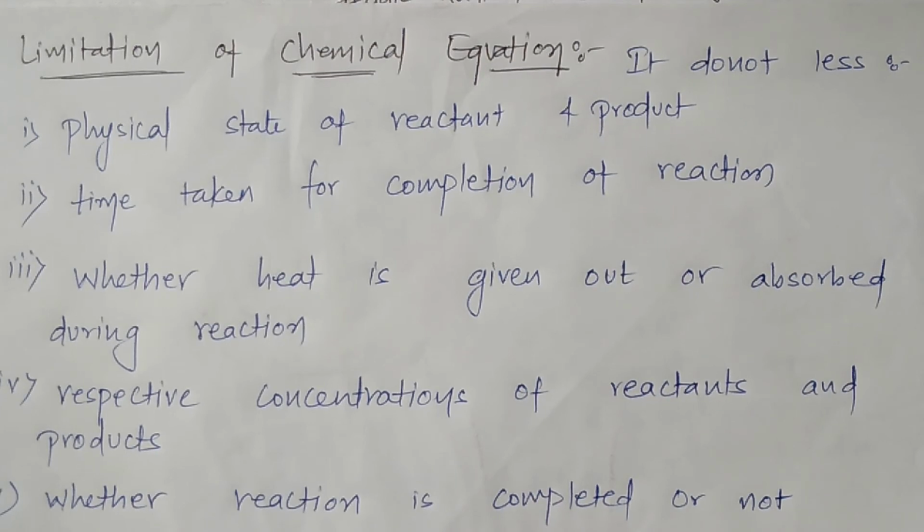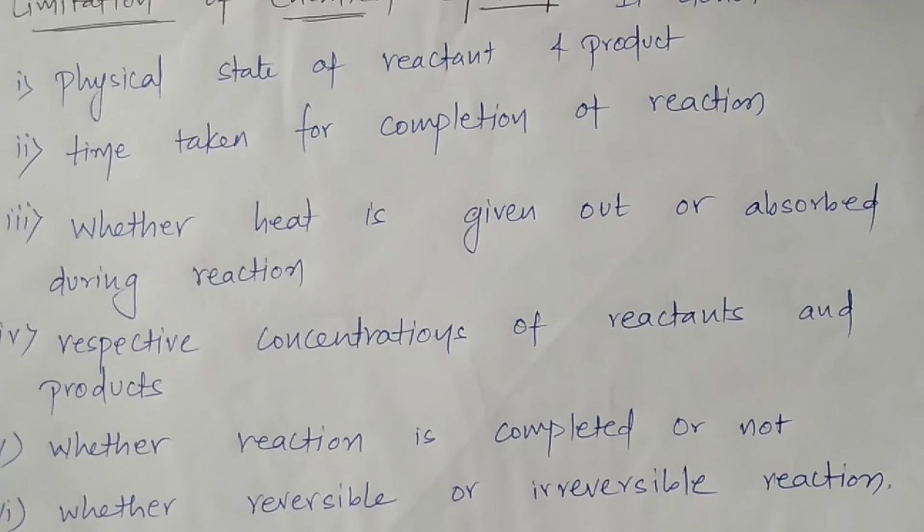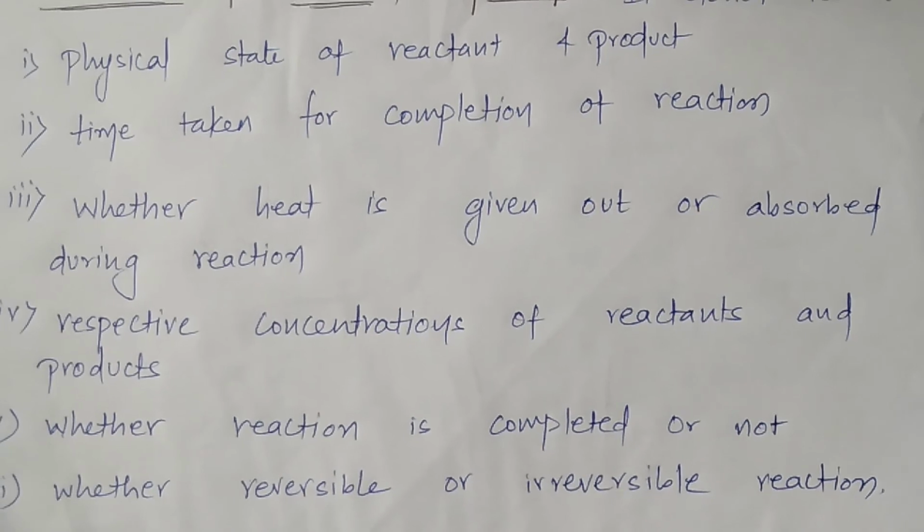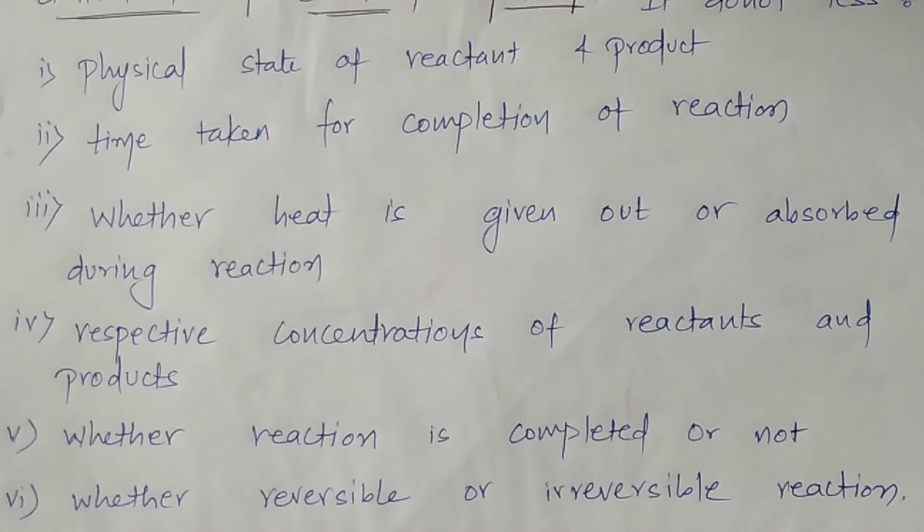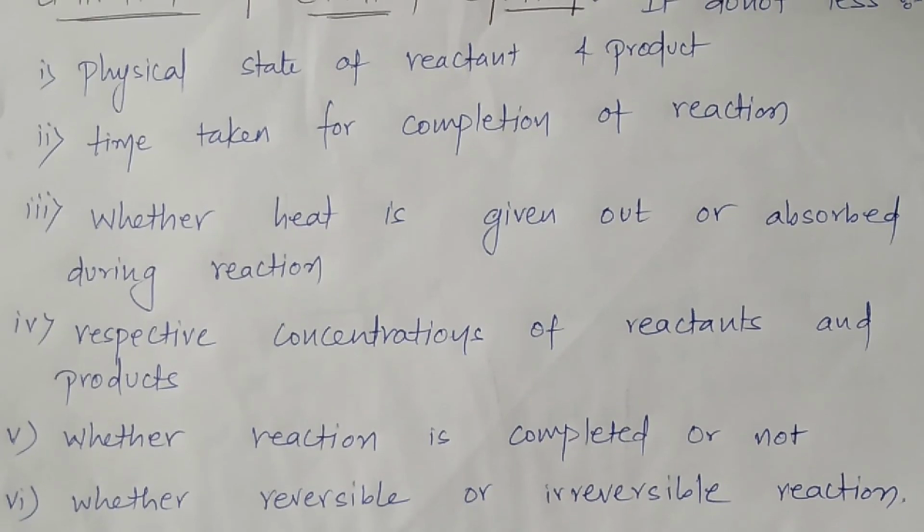It does not tell you whether the reaction is completed or not. And the last one is whether the reaction is reversible or irreversible. That data is not given to you by the chemical equation.